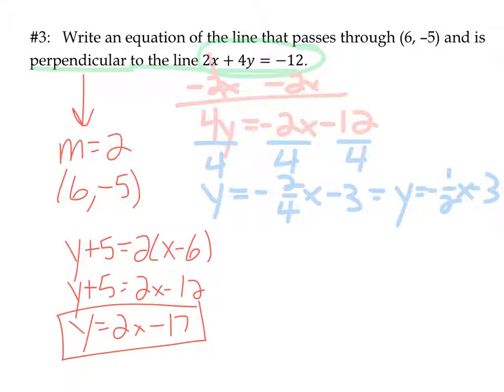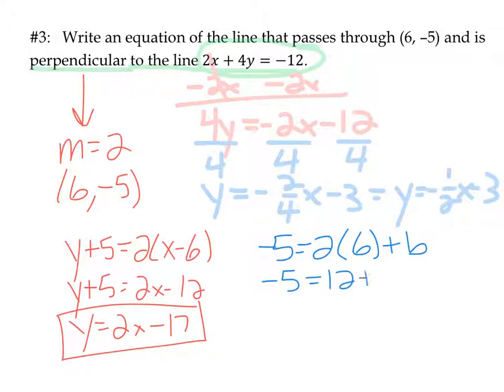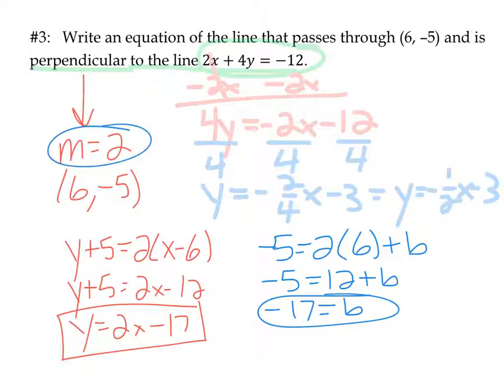Again, if we want to take y equals mx plus b form and work with that, we could take our y value of negative 5 equals 2 times x, which is 6, plus b. Negative 5 equals 12 plus b. Subtract the 12 on both sides and we get negative 17 equals b. So then we take our negative 17 for b, our 2 for the slope, and we could use those to write y equals 2x minus 17. Same equation for that line.